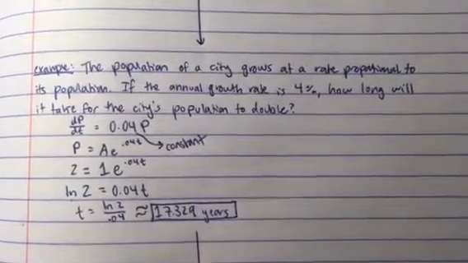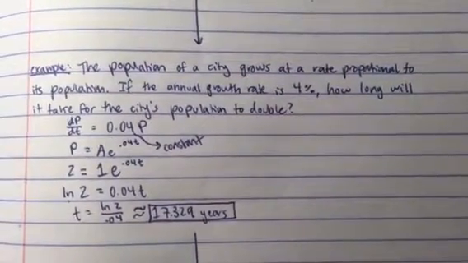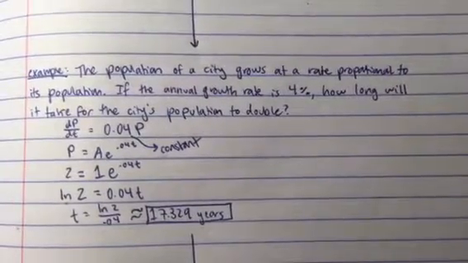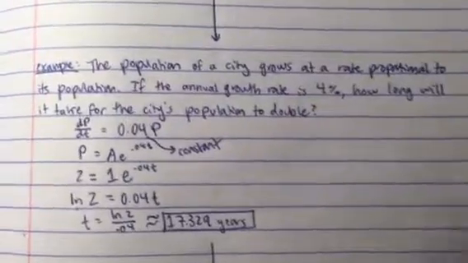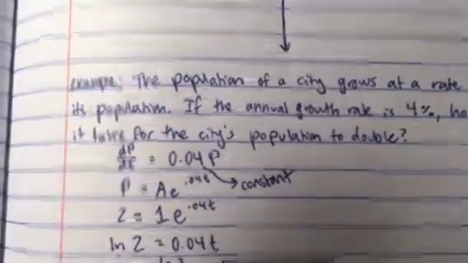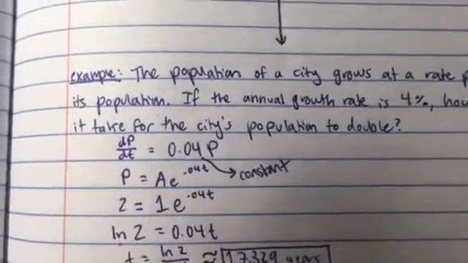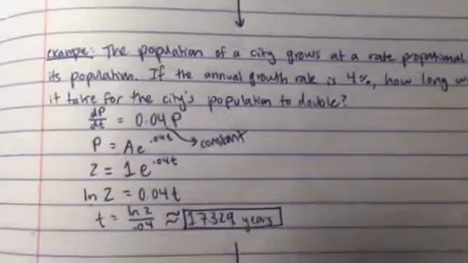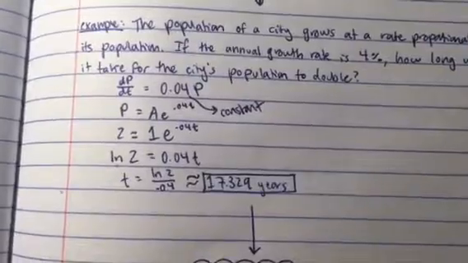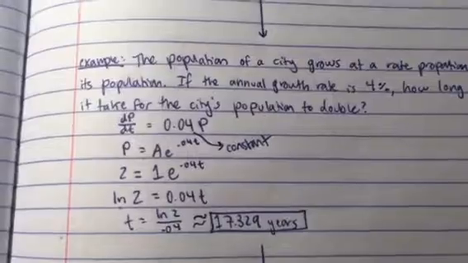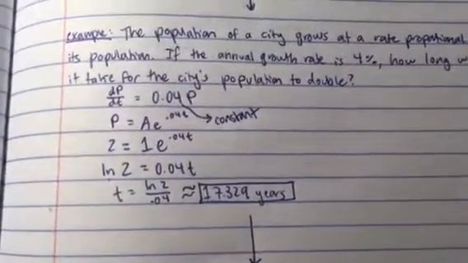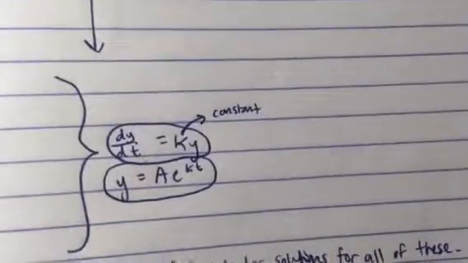It says that the population of a city grows at a rate proportional to its population. If the annual growth rate is 4%, how long will it take for the city's population to double? So first we write our differential equation, and we know that our constant is 0.04 because it grows at 4% annually. And then we can solve this to get P equals A times e to the 0.04t, and we don't really have to go through all the steps to solve for P. We can just use this general form and plug in the variables.